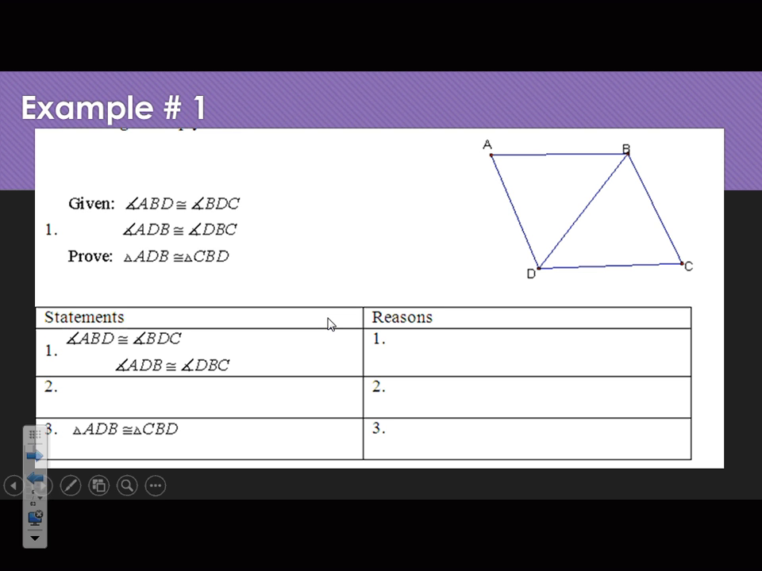So we're going to do number 1 through 4 in the packet. All right. So you can start with the first day, the ones we do together, and the ones you have to do on your own are called skeleton proofs. So we're just going to be filling in what's missing.